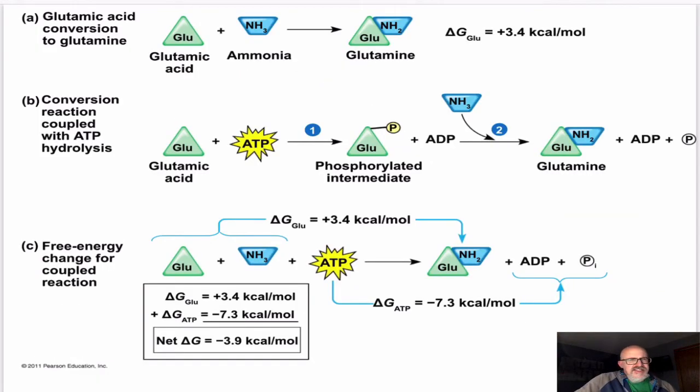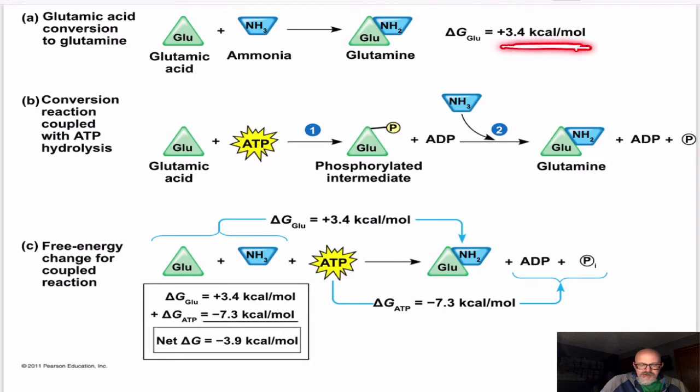So on this slide, it didn't quite come through on the one you guys have. It's missing parts B and C. But this is just an overview of this coupled reaction that we're talking about. What it's trying to show you here is that if you had a single reaction where you converted to glutamate or glutamine, right here, these two are the reactants. They make this product of glutamine, and that gives you a free energy of positive 3.4 kilocalories per mole.